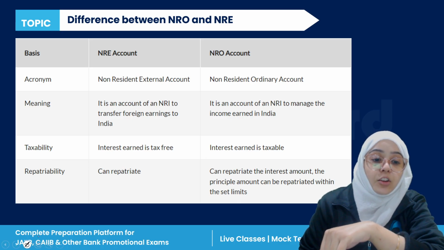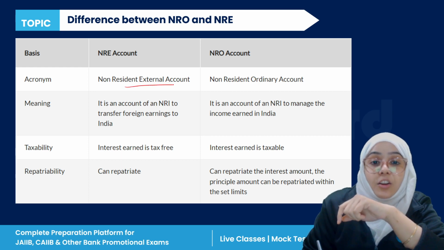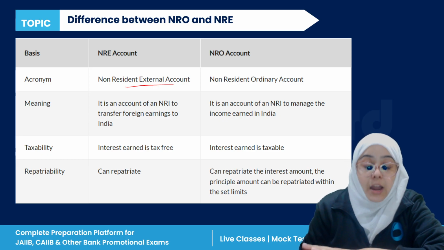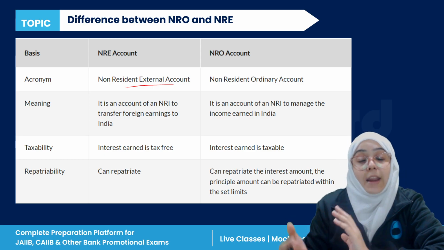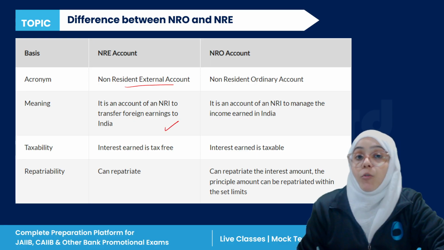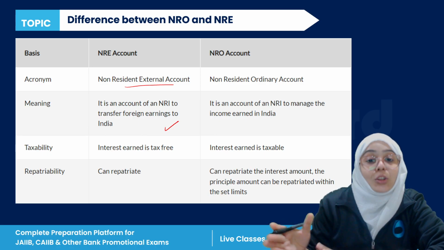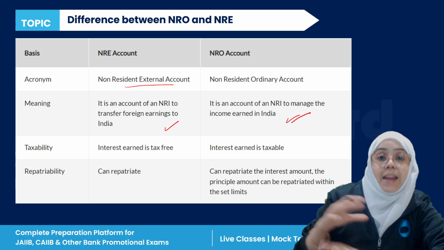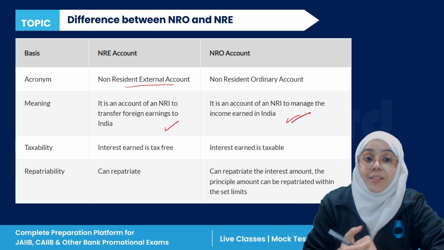Now, let's talk about the basic difference between NRE and NRO account. First of all, NRE is the non-resident external account and NRO is the non-resident ordinary account. The NRE account is given to NRIs for transferring their foreign earnings to India. For what purpose is the NRO account given? It is given to NRIs to manage their income earned in India. So for managing income earned in India there is the NRO account, and for transferring foreign income to India there is the NRE account, right?